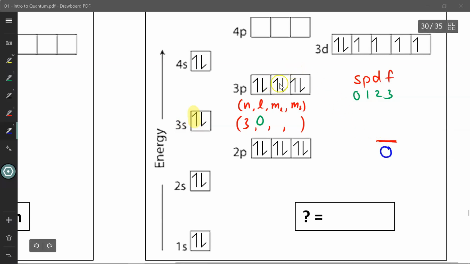All right. Now, if it was a p orbital, the center one would be 0. To the left would have been -1. To the right would have been +1. If it was a d orbital, 0 would be the center, -1 and -2 to the left, +1 and +2 to the right. But since s orbitals have nothing to the left or to the right, the center must be 0, so there's no other option. We're going to say 0. Alrighty, so these are the first 3 quantum numbers for this specific electron.